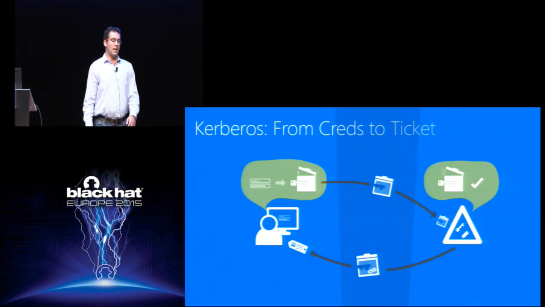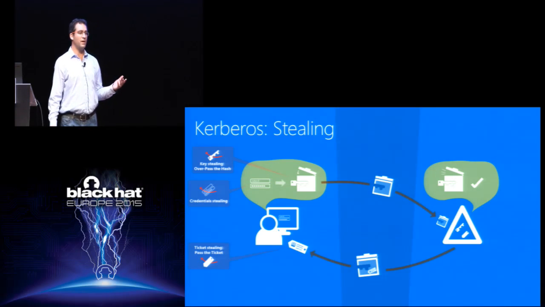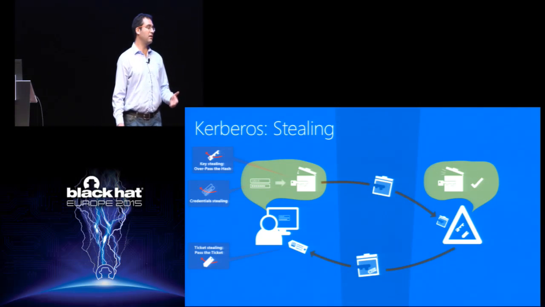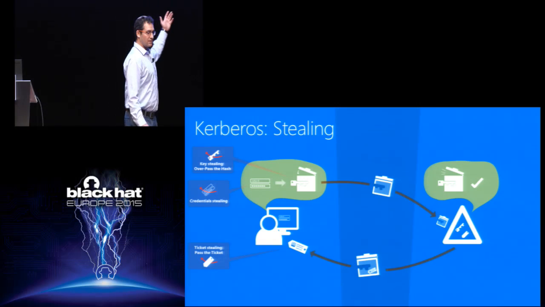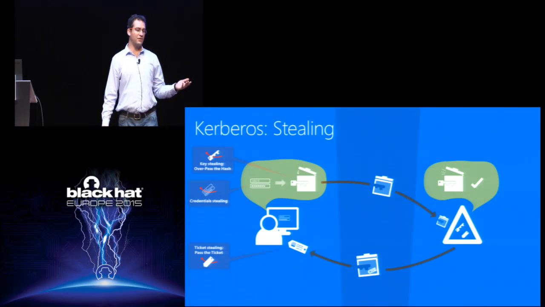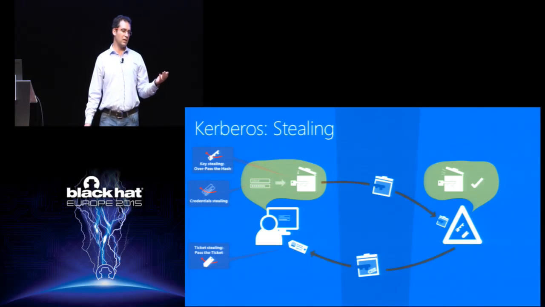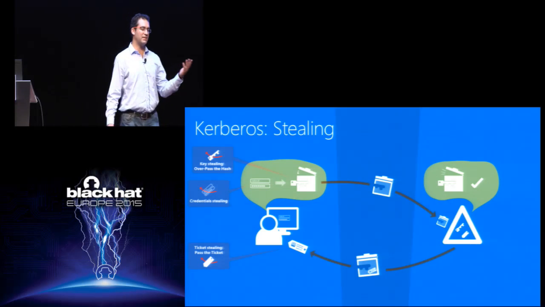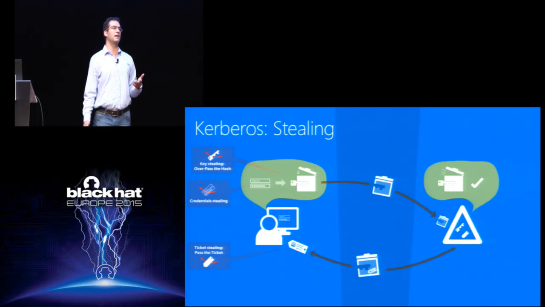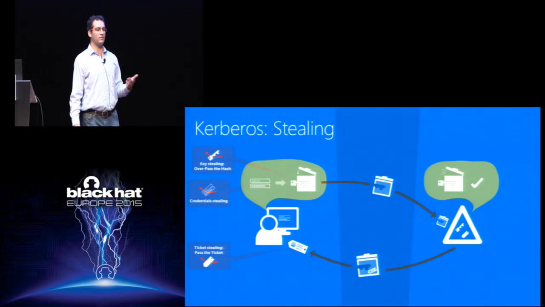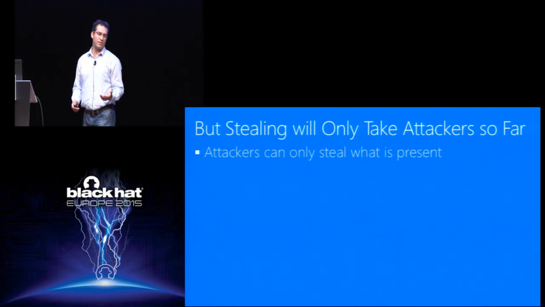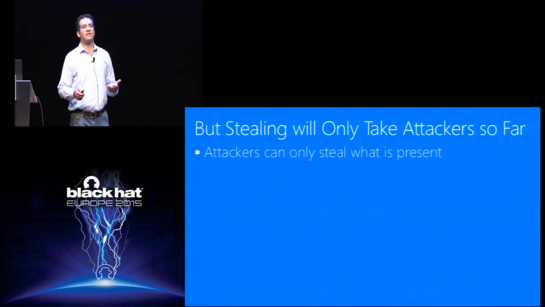to the user. So there are very obvious attacks against this scheme, and they are stealing attacks. An attacker, which is based on the endpoint, can steal either the credentials, the key, or the ticket that comes in the end of it, and there are specific names: credential stealing, overpass the hash for key stealing, and ticket stealing is called passing the ticket. So it's very obvious. You can steal any of these ingredients and disguise yourself as the user whose identity you had stolen. But stealing will only take the attackers so far, because attackers can steal only what is present. You cannot steal what isn't there.